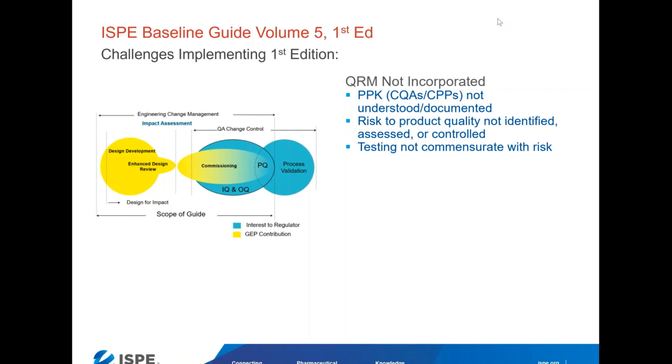As such, risk to product quality was really not well identified, assessed, or controlled. And therefore, even though the testing plan where differentiating between commissioning and qualification was based on those assessments. Other than that very binary differentiation, testing was not really demonstrably commensurate with risk.